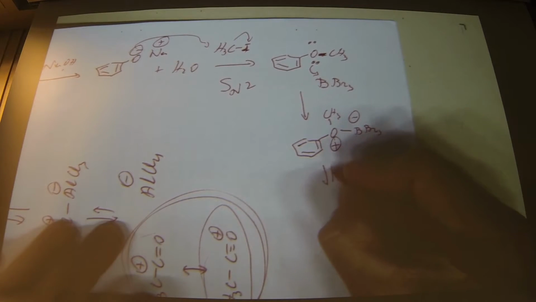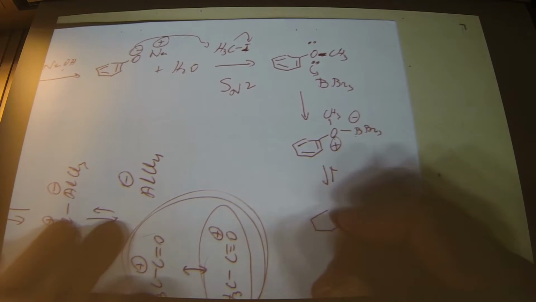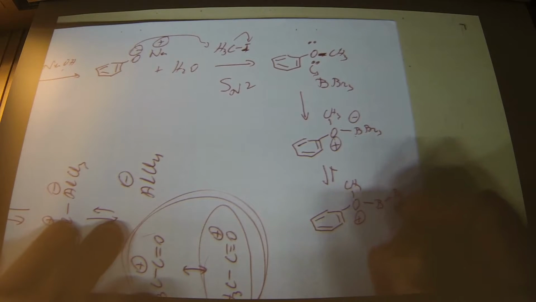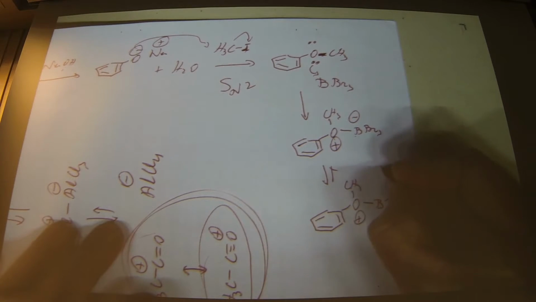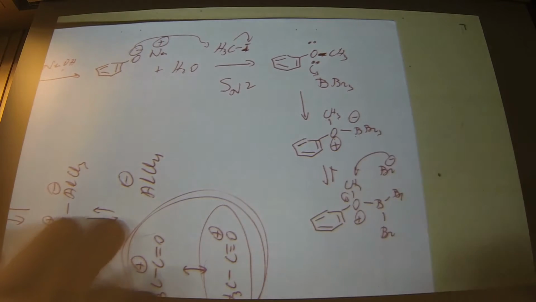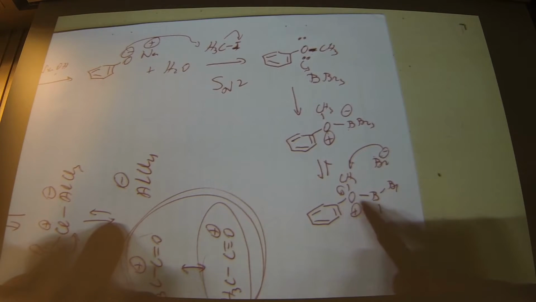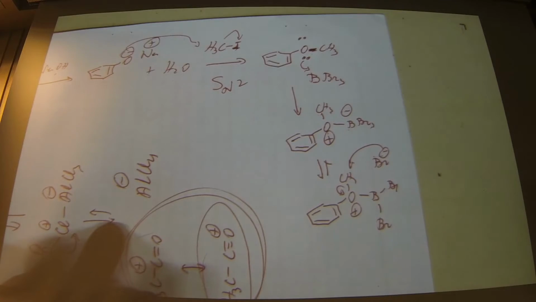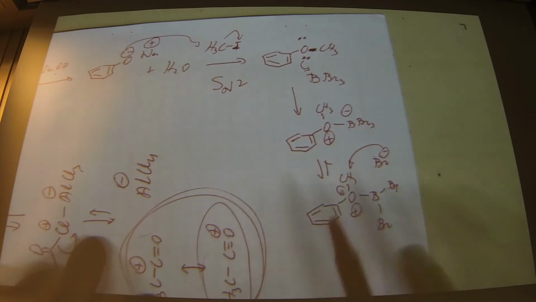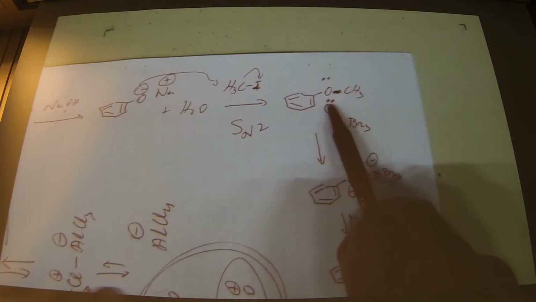So this can give you the bromide, and the bromide attacks here like so. You get methyl bromide, and then you imagine phenyl OBBr2. These 2 bromines are still reactive, and so it keeps going until you either run out of bromines or you run out of that.